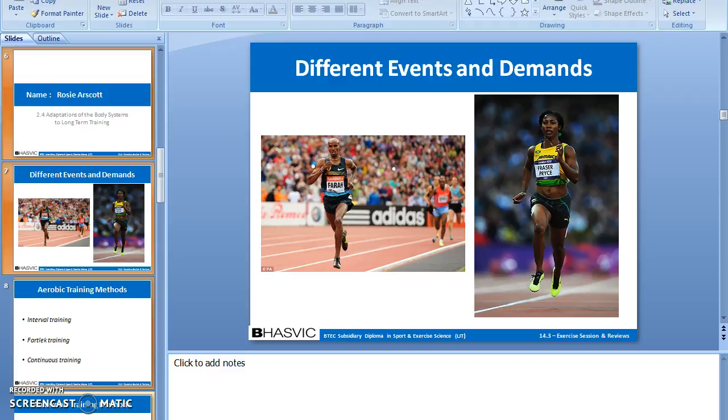In comparison to someone like Mo Farah, who mostly races over long distances like 5,000 or 10,000 meters, which in turn requires power, which, similar to Shelly-Ann Fraser, is important for Mo Farah in his event to combine his speed and his strength to help him maintain a good speed. His legs need to be pumping. It also allows him to overtake his opponents towards the end of the race.